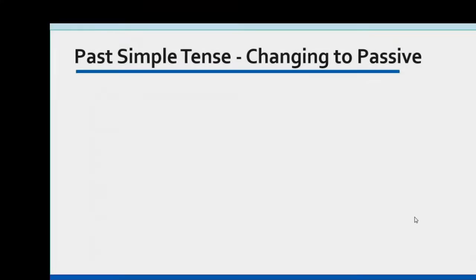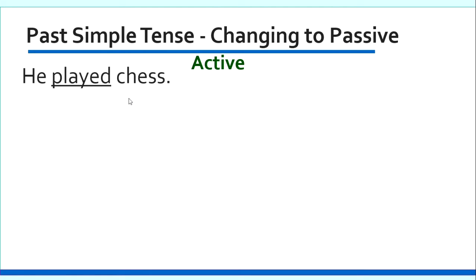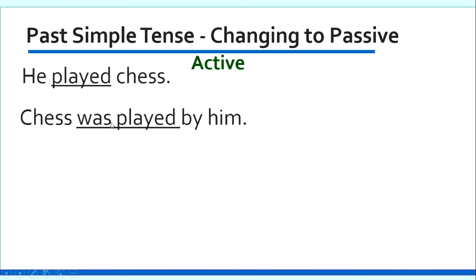Now, let's see the different rules that we follow in order to change from active to passive voice. Starting with past simple tense. He played chess. This is a sentence in past simple tense and it is in active voice. Now, let's interchange the subject and the object, and what do we get? Chess was played by him. As we said, here the object became the subject and the subject is now the agent that is performing the action denoted by the verb. So this is the sentence in passive voice.